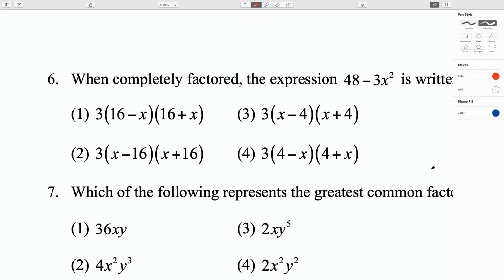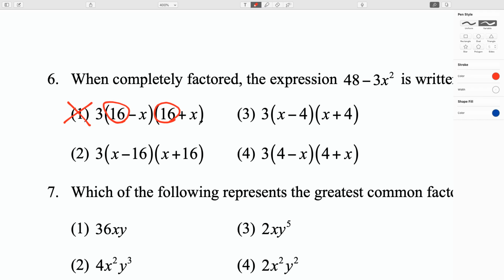So all 3 choices have 3's as the GCF. So that's good. But after that, it gets really weird. Let's look at choice 1. 48 divided by 3 is 16. So I know that it can't be choice 1 because there's too many 16s in here. That is definitely not the right answer.